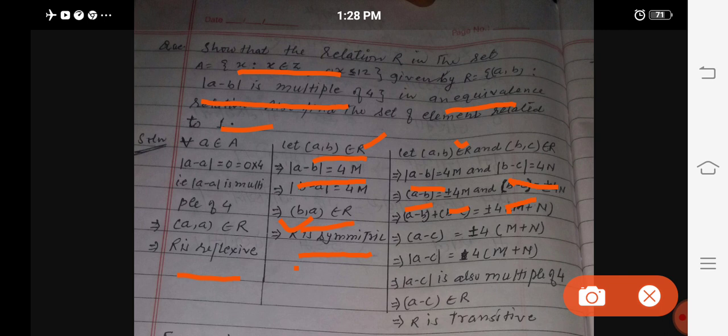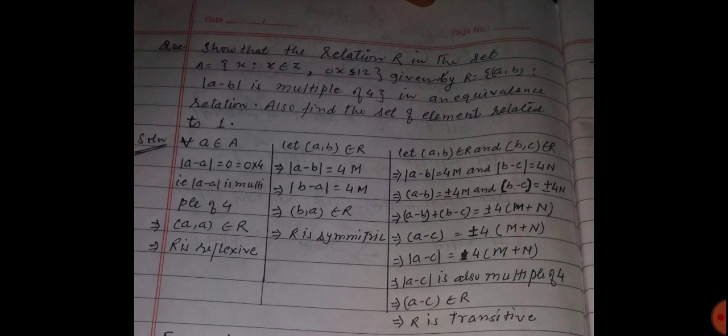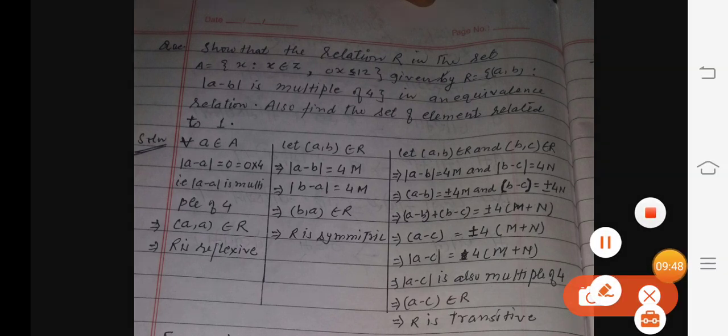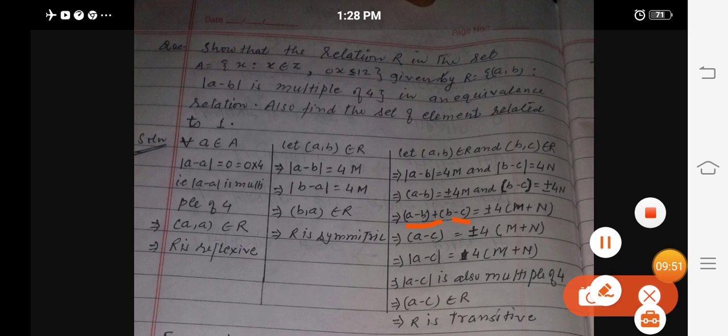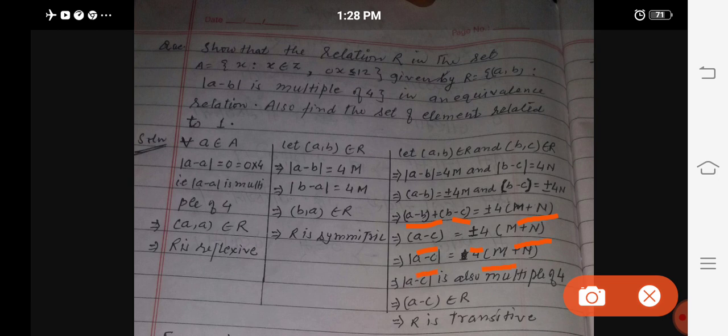Now add these two. A minus b plus b minus c equals plus or minus 4 times (m plus n). Minus b and plus b will get cancelled. So a minus c equals plus or minus 4 times (m plus n), which means mod of a minus c is also a multiple of 4. So mod of a minus c is a multiple of 4 means (a, c) belongs to R. It means we can say from here that R is transitive.